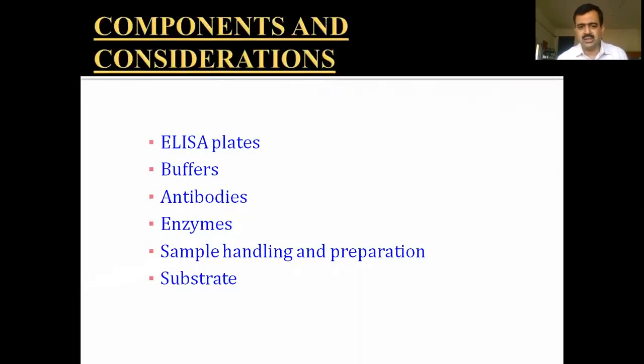Now, what will this ELISA consist of? It consists of ELISA plates, buffers, antibodies, enzymes, sample handling and preparation, and substrate. All these components have to be there in order to make a proper ELISA technique run.